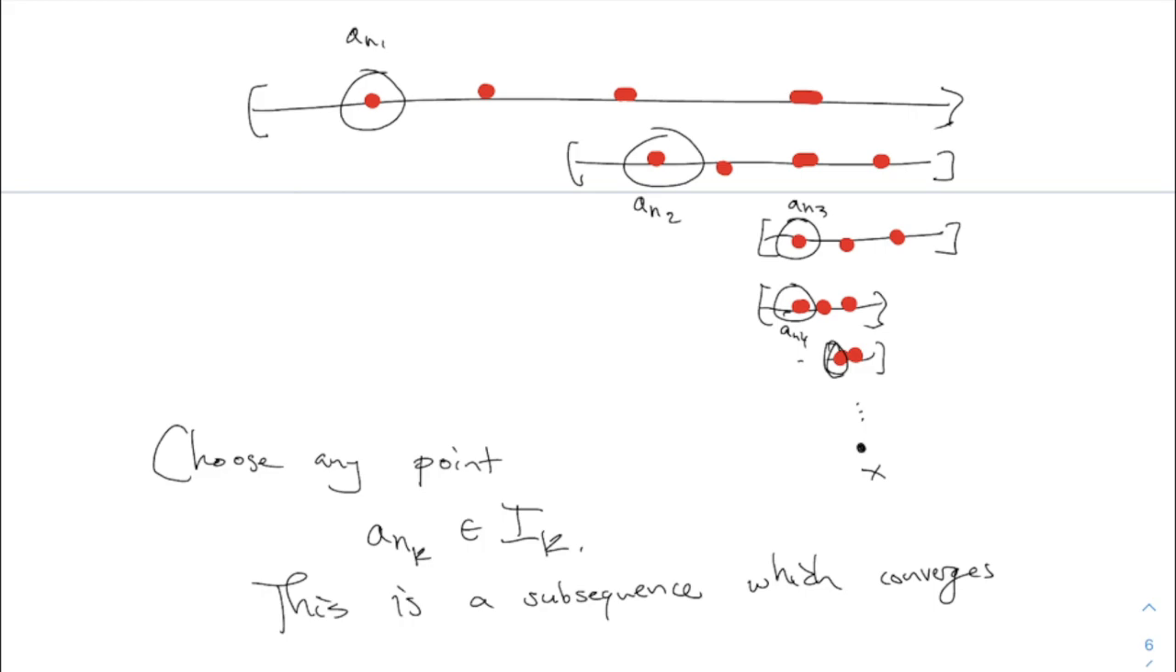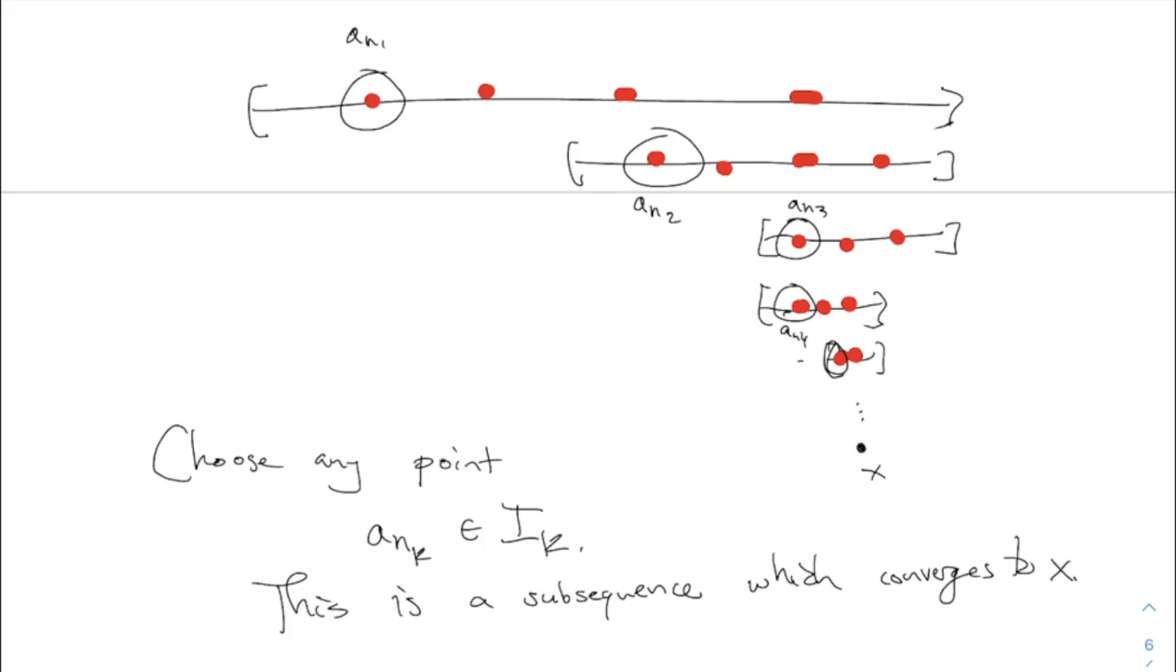And that's the whole thing here. We were supposed to find a subsequence that converges. This is how you do it, by cutting the interval in half every time, making sure that you keep the half which still has terms from the sequence. All right, that's this proof of the Bolzano-Weierstrass.